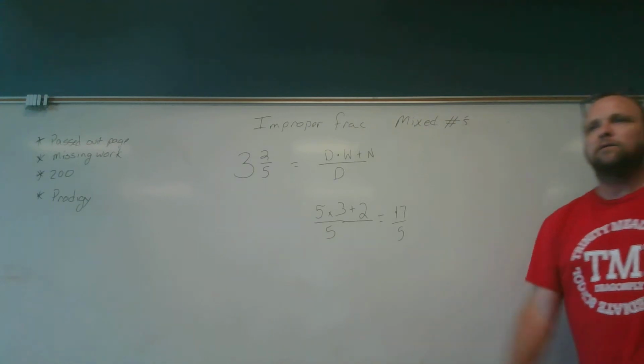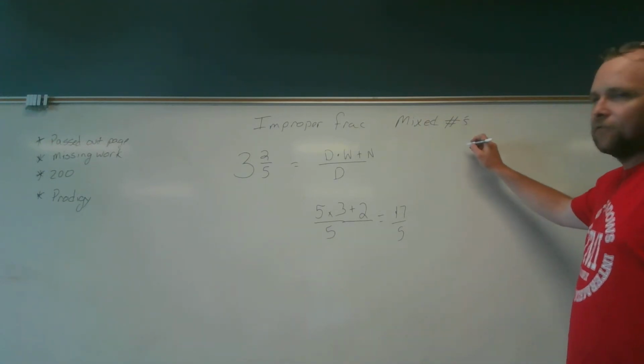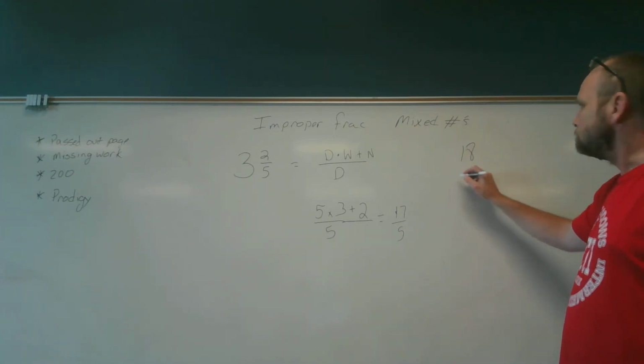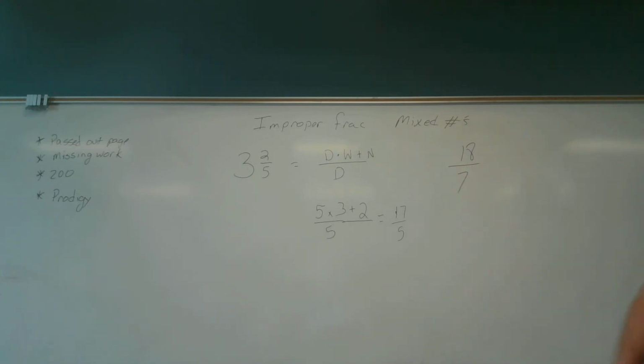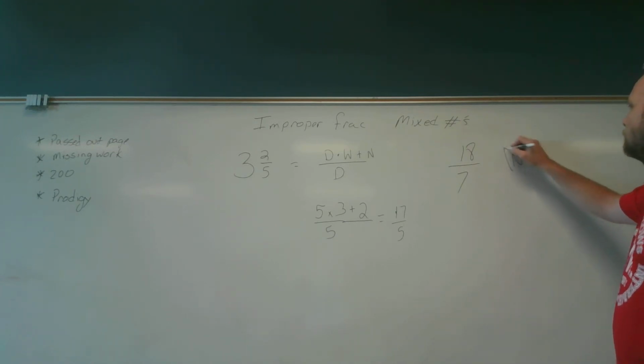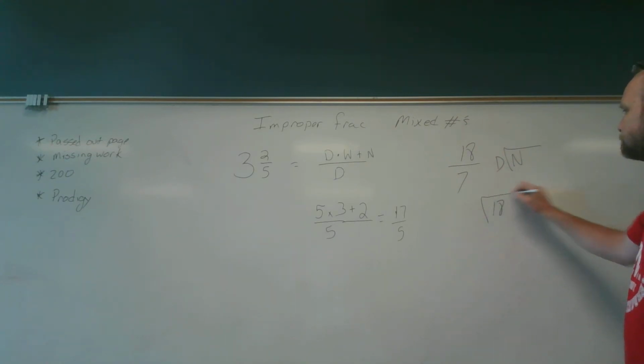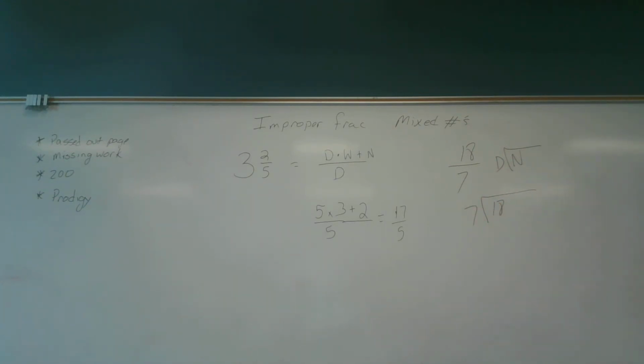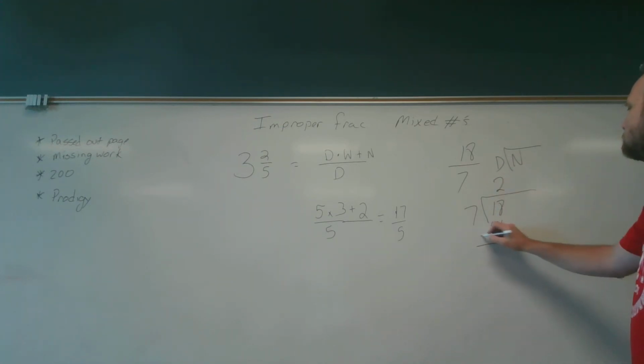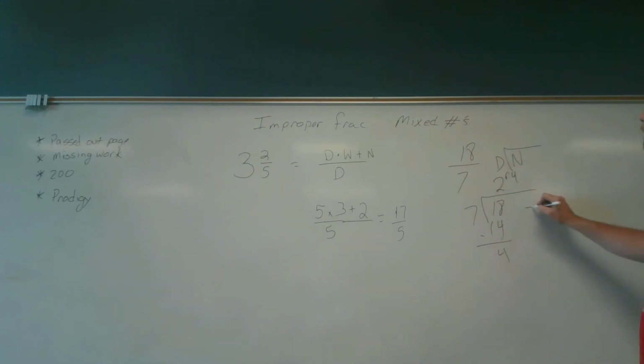If you follow this every single time, you're going to be fine. An improper fraction, we've done a lot of that when we've done our adding and subtracting. An improper fraction, you just have numerator divided by denominator. So 18 divided by 7. How many times is 7 going into 18? 2 times. 2 times 7 is 14. Subtract, 4. 2 remainder 4 equals 2 and 4 sevenths.